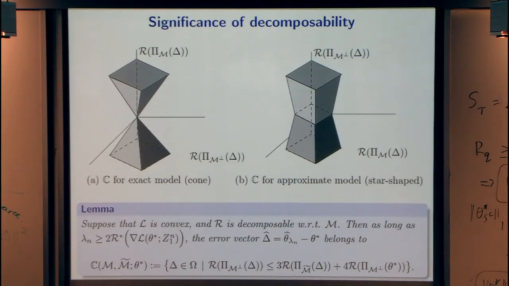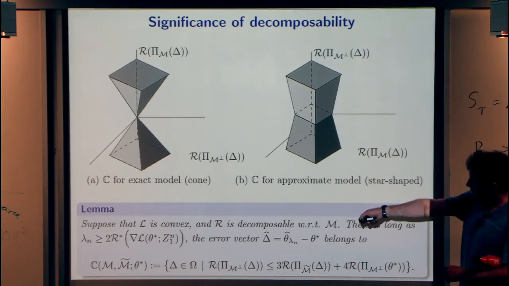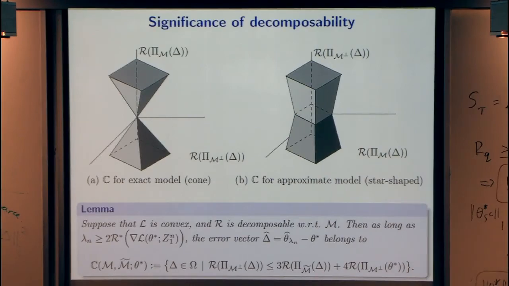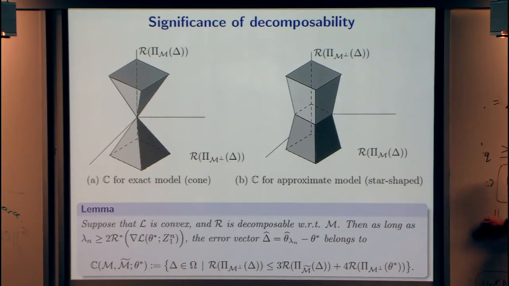Well, why is decomposability important? This is the generalization of the cone that we were looking at this morning. So what decomposability guarantees is that if you take lambda n large enough, remember lambda n is your regularization weight, then for any one of these regularizers, there's a very special set that your error vector has to belong to.